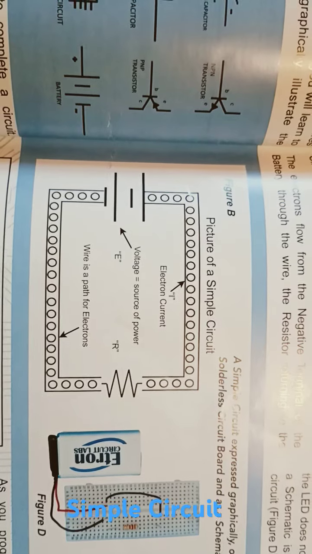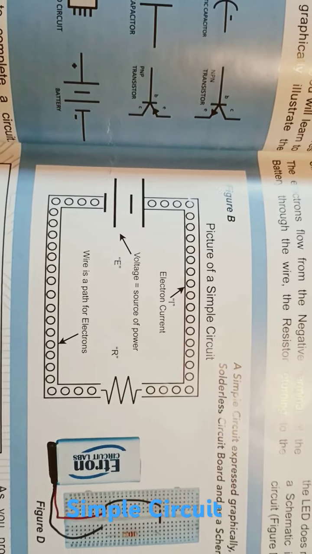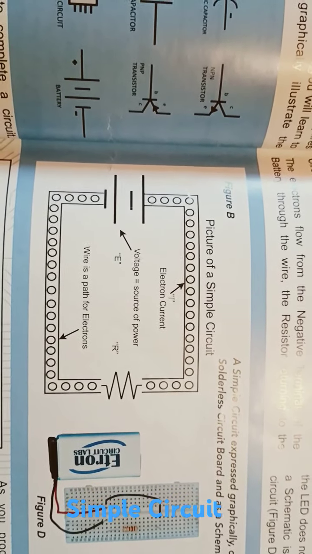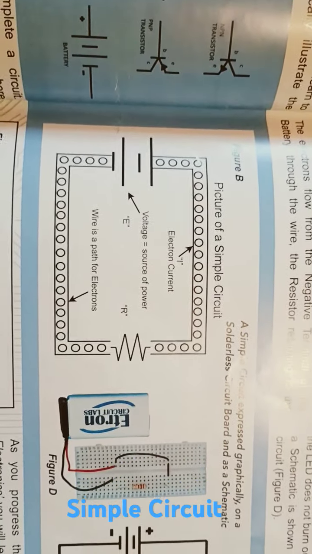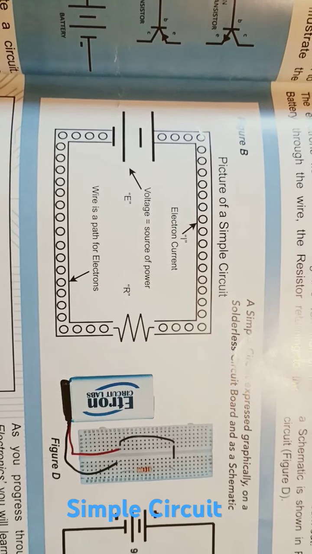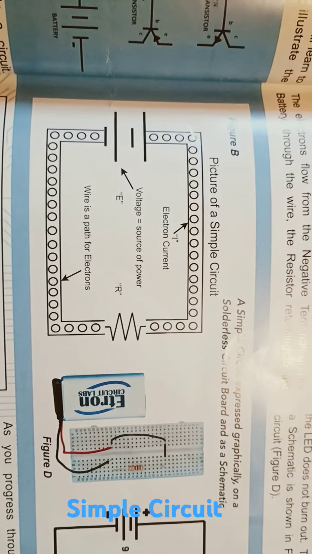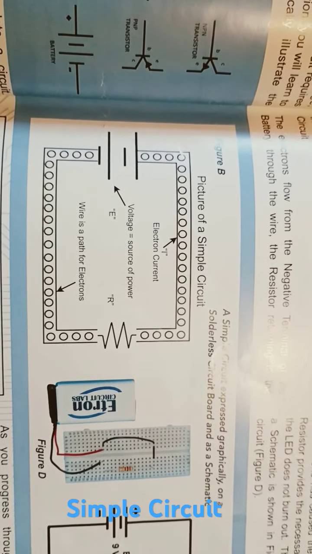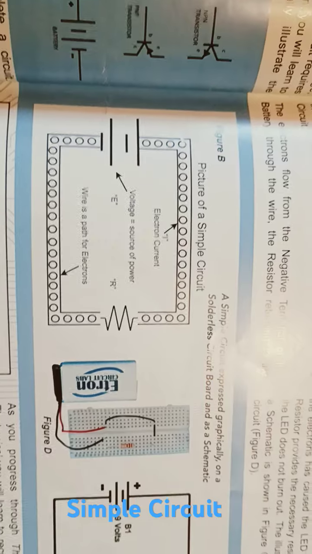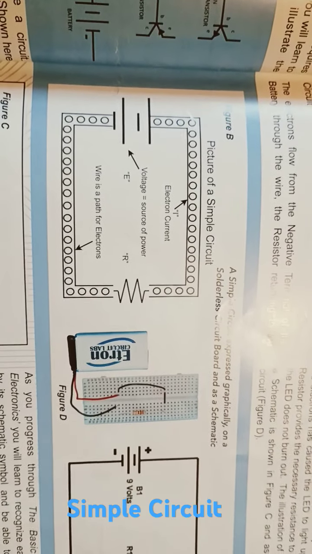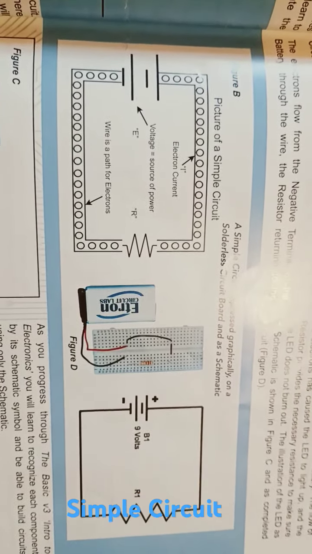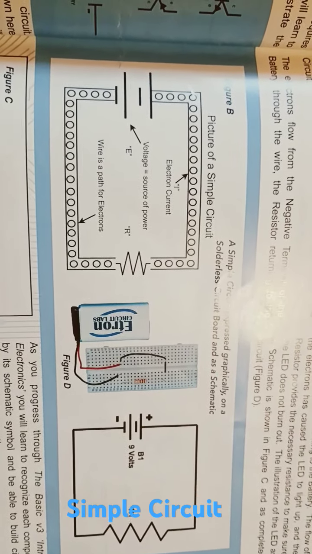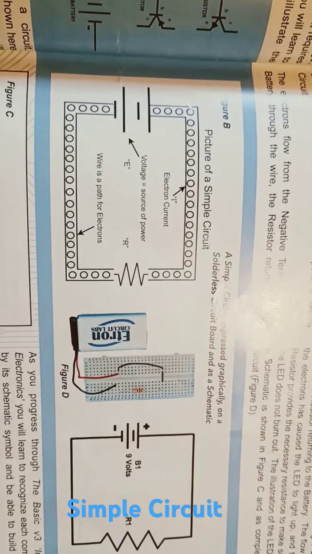Observe that in figure B there is a pictorial representation of this simple circuit on the left, a solderless circuit board with the simple circuit in the center, as well as a schematic representation on the right. Included to help you visualize the concept of a simple circuit.